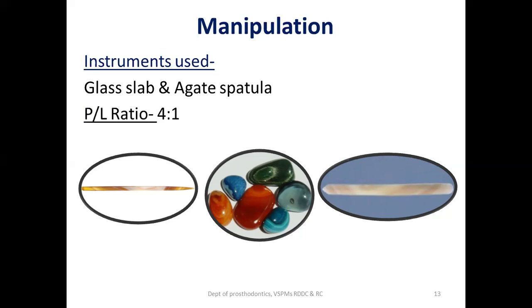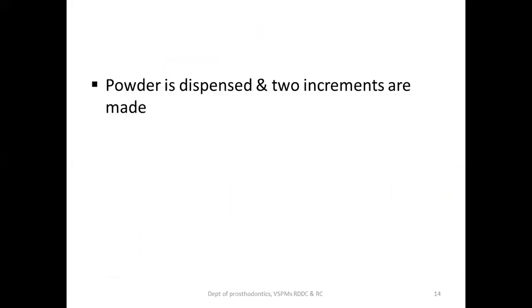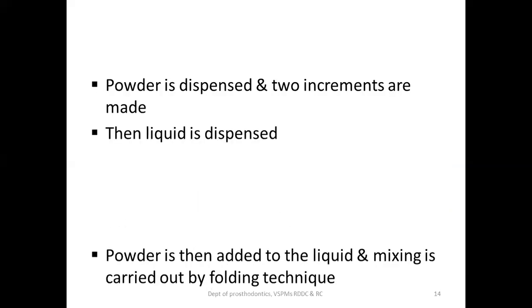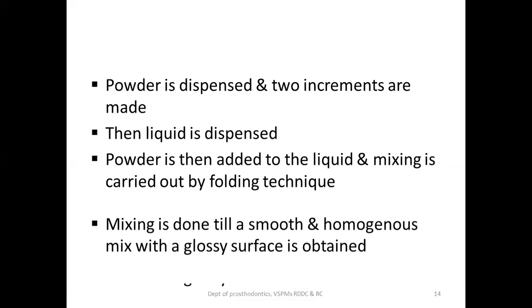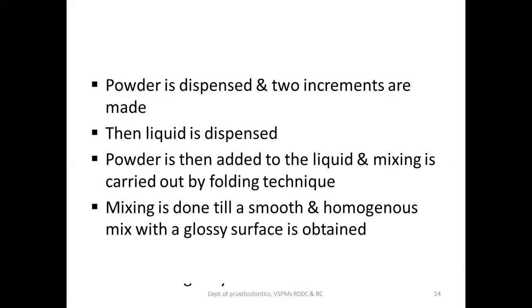The ratio is 4:1. Now the manipulation: the powder is dispensed and two increments are made. The liquid is dispensed. The powder is added to the liquid and mixing is carried out by the folding method. The mixing is done till a smooth, homogeneous, glossy surface mix is obtained. The mixing time is around 45 seconds to 1 minute.